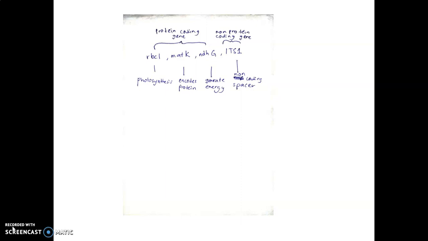Okay, ITS1 is a non-coding spacer. Next, RBCL, MATK and NDHG are protein coding genes, while ITS1 is a non-protein coding gene. Okay, there are two genes that are more commonly used. Why are they commonly used compared to the other two genes?